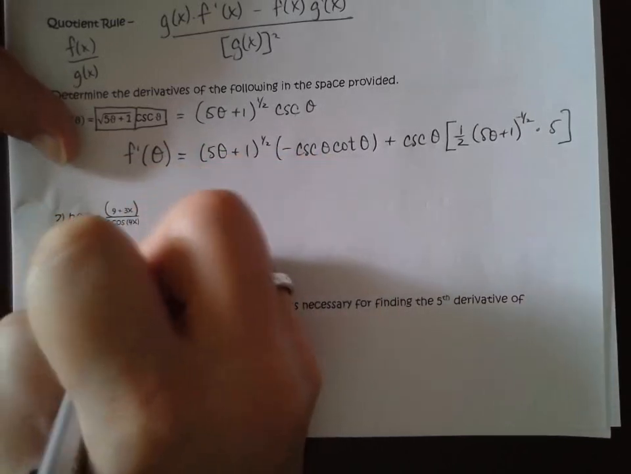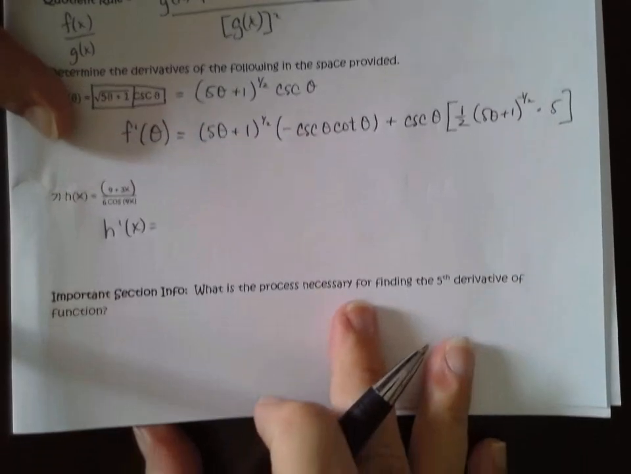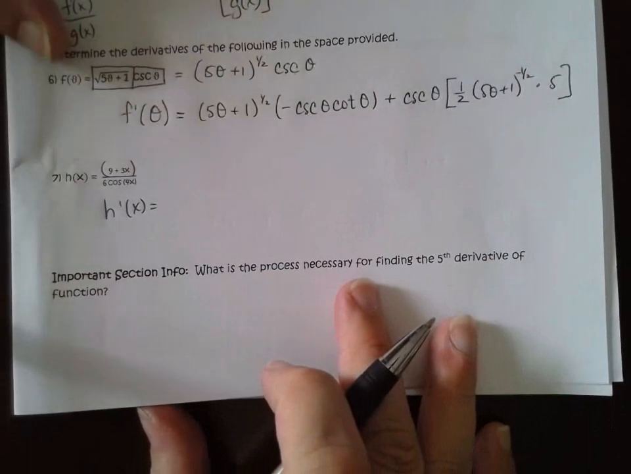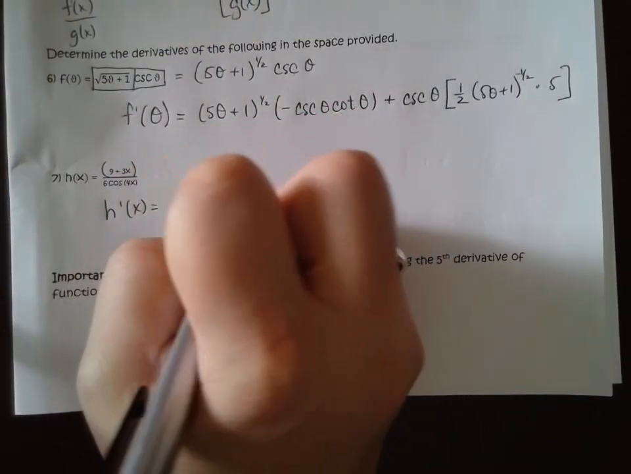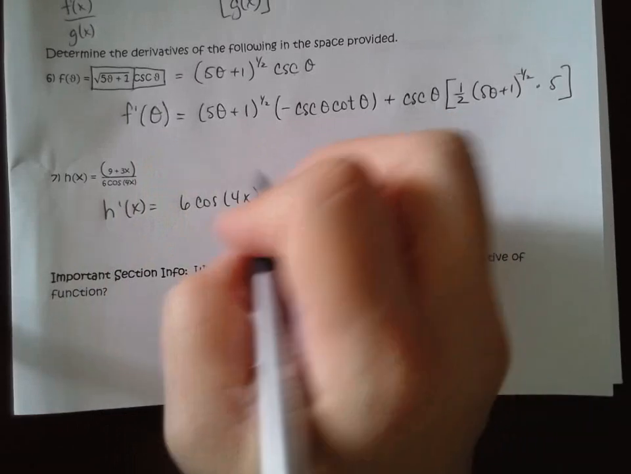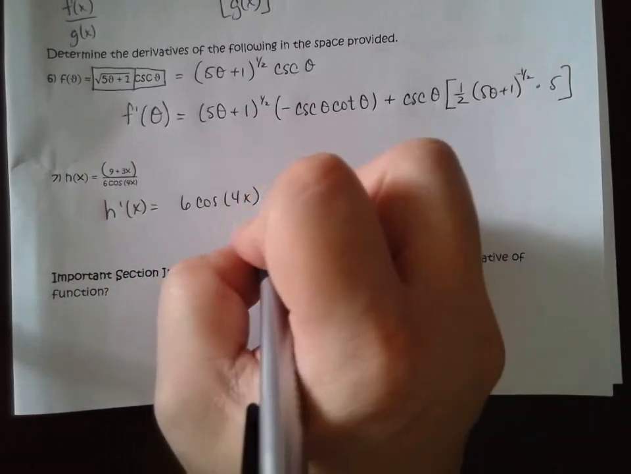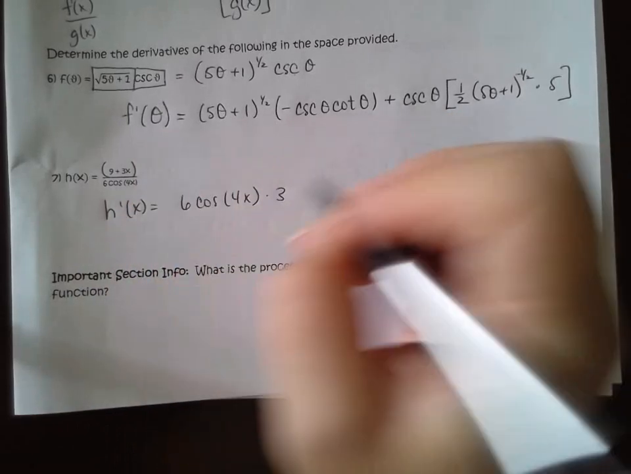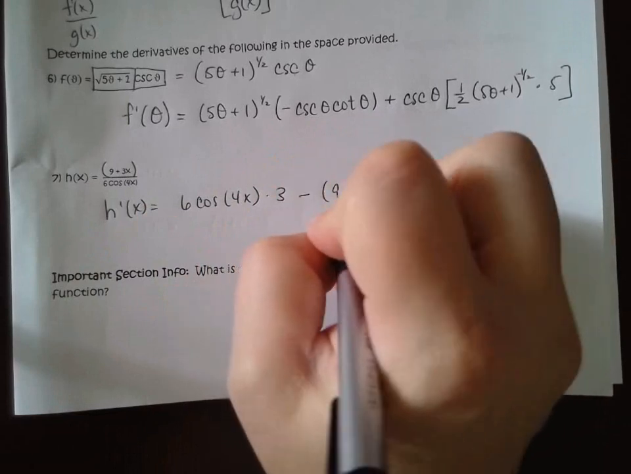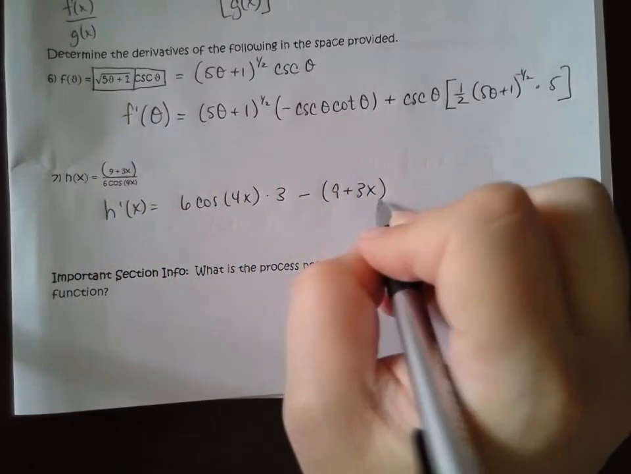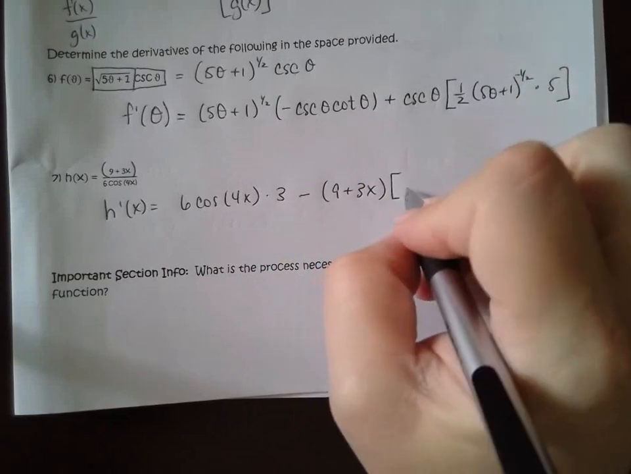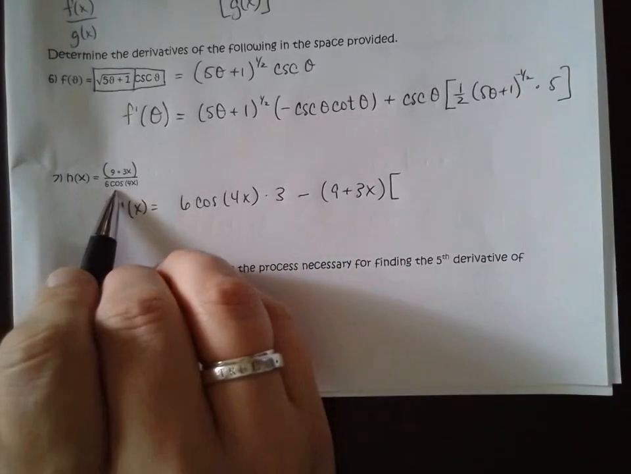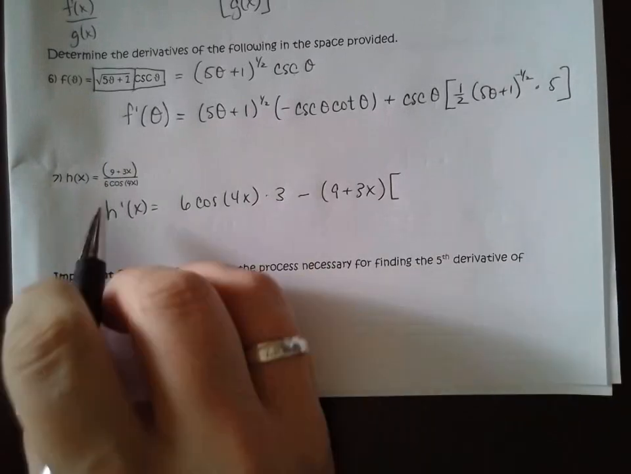The derivative of h with respect to x is going to be the denominator times the derivative of the numerator. The derivative of 9 plus 3x is just 3, minus the numerator, because it's a binomial, I have to put it in parentheses, times the derivative of the denominator, which is the derivative of cosine, which is negative sine.